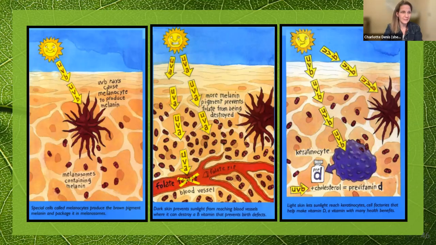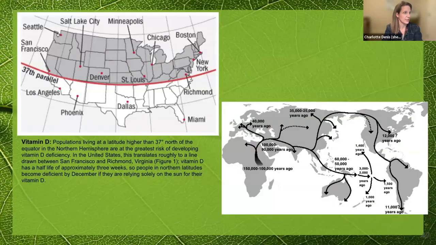survive. So when we look at the next picture here, it shows the United States, and studies have shown that it's at the 37th parallel that your body is making enough vitamin D based on sun exposure. Anywhere north of the 37th parallel, and of course here we're very close to the 50th parallel, you're actually not making enough vitamin D naturally, based on your sun exposure.